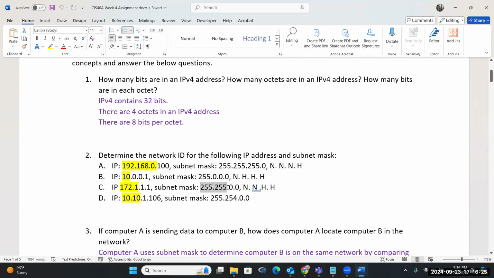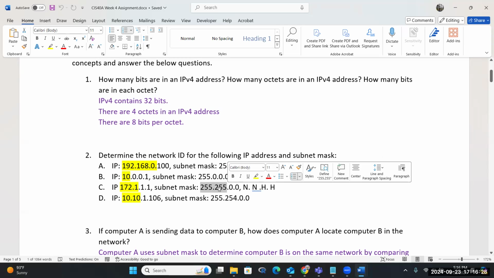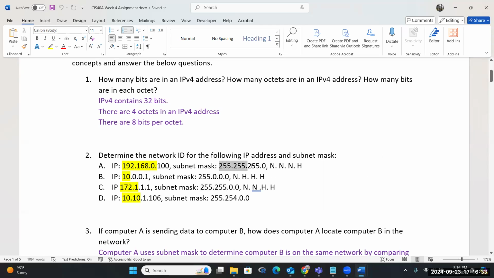Class B, the first two 8 bits are on, or 16 bits are on. And class C, 24 bits are on. We don't use class D and E. So with B, we know that this is a class A. The first 8 bits are on, so that means that the 10 is the network ID for that address. Is that confusing? Any question?